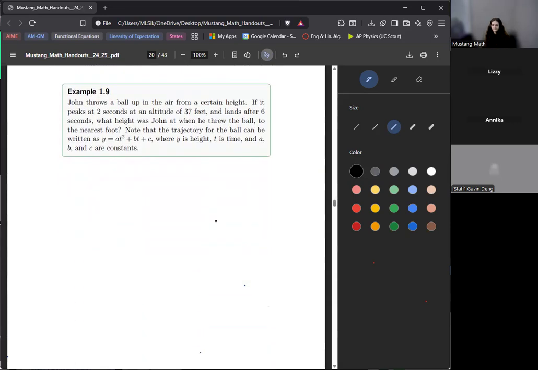Okay, I think we can get in one more problem before taking a break because we've gotten through quite a bit of this handout. So John throws a ball up in the air from a certain height. If it peaks at 2 seconds at an altitude of 37 feet, and it's good to do this as a coordinate system, and lands after 6 seconds, what height was John at when he threw the ball, to the nearest foot? This is actually the sort of problem you'd see in Navy physics, but might as well do it in competitive math.